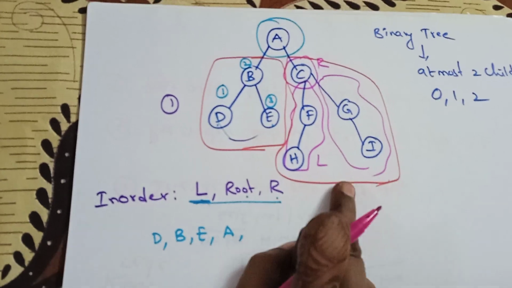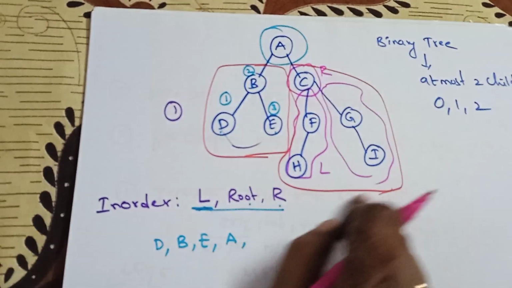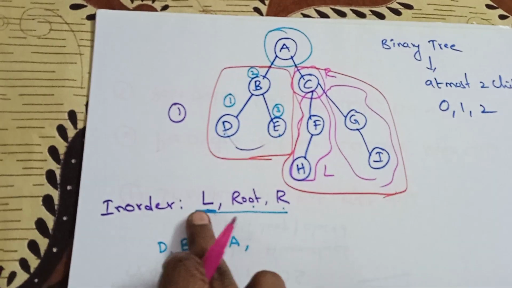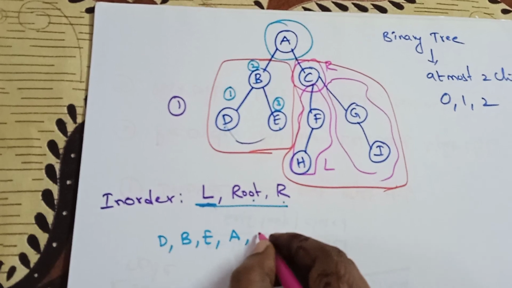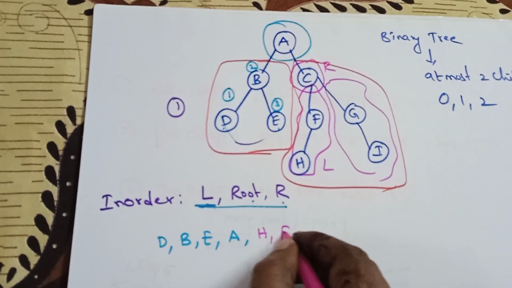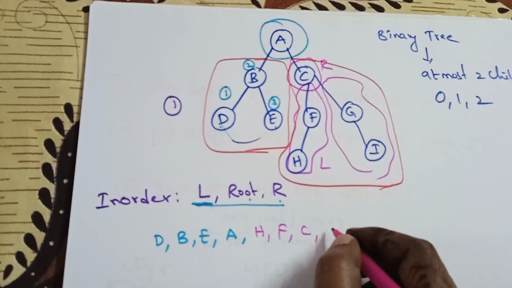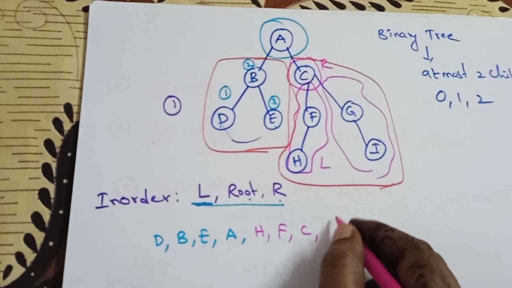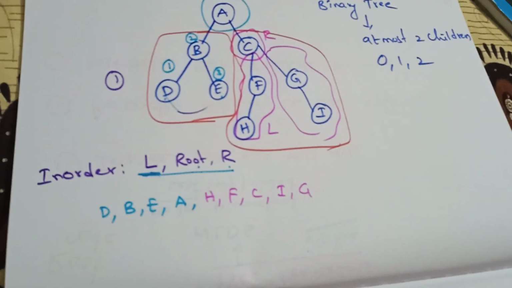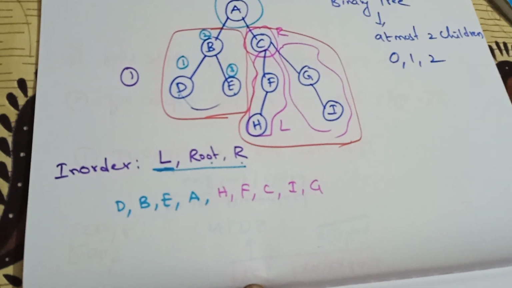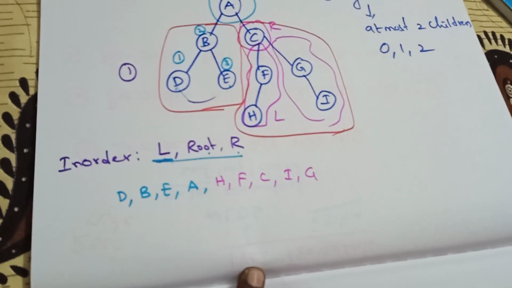A. Then the right side. Now look at the right side. The right side again has one complete tree, so again we'll follow the same formula: left, root, right. Now what is left? H, F, C. Right? Right side. C next. Right side is I and G.